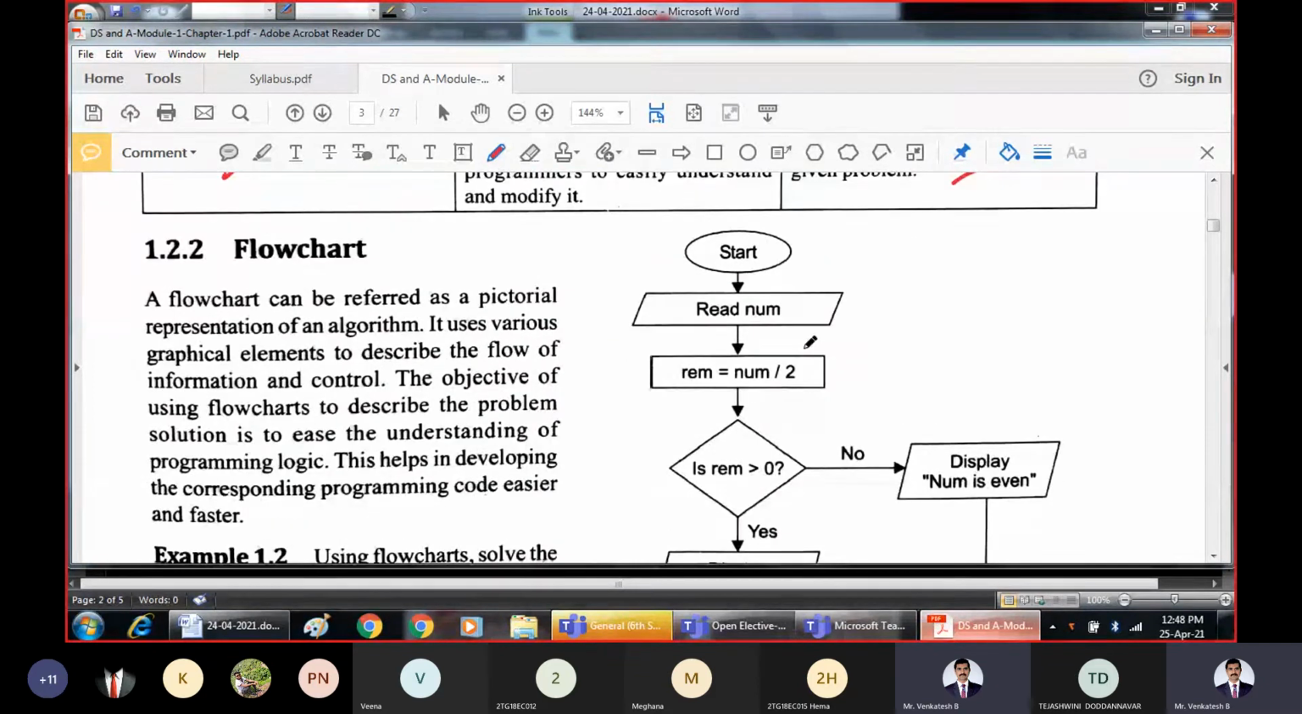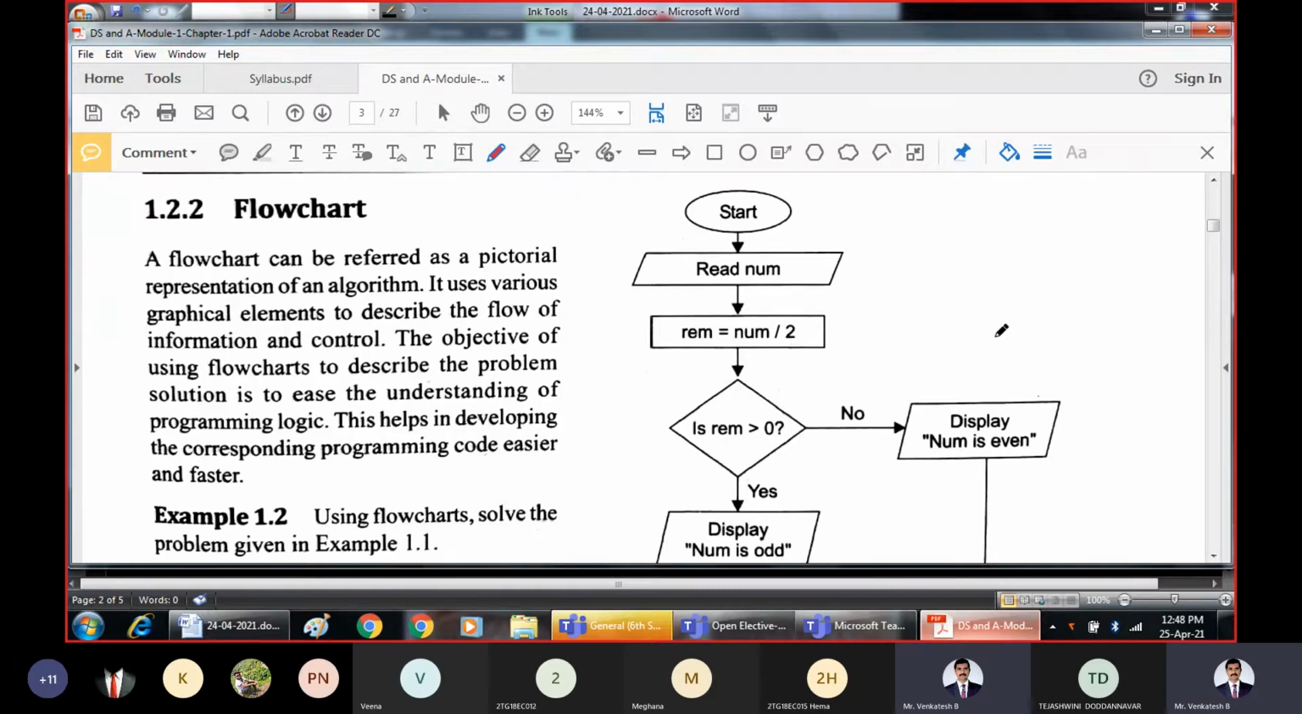Now let us see the next aspect: what is a flowchart. It is just a pictorial representation of the given algorithm, called a flowchart. The flowchart will help us understand how actually the procedure has to be followed for getting a solution to the given problem. That is what a flowchart is. A flowchart is usually represented by using some symbols, or they are called shapes also. You can call them shapes.